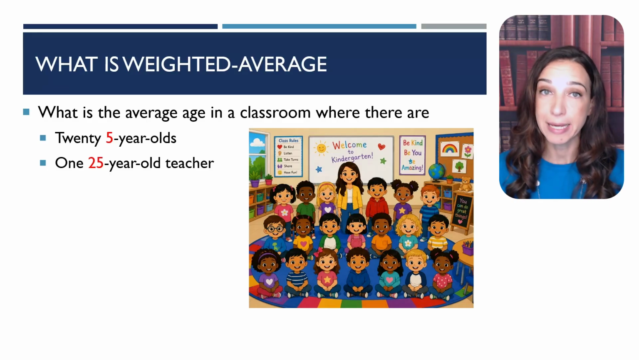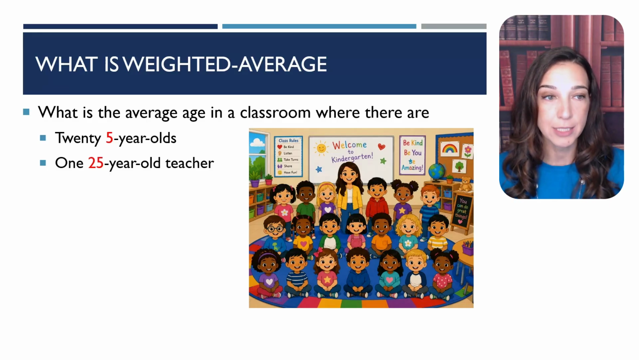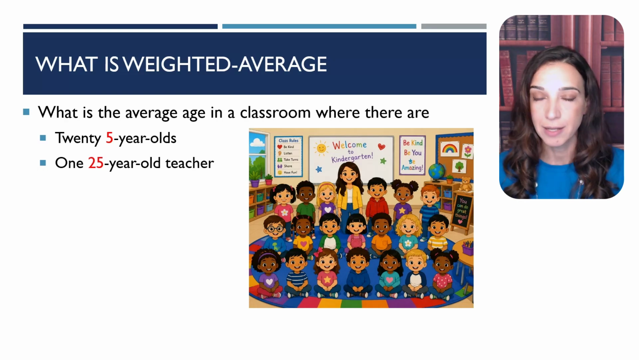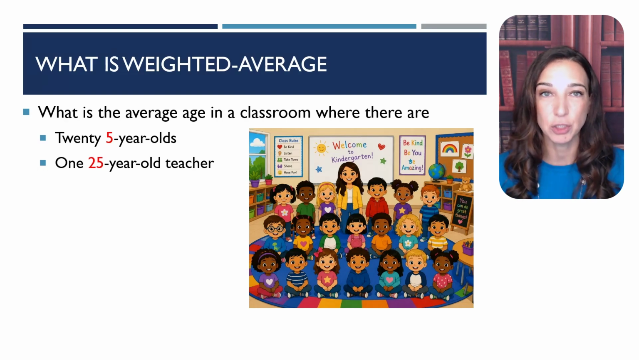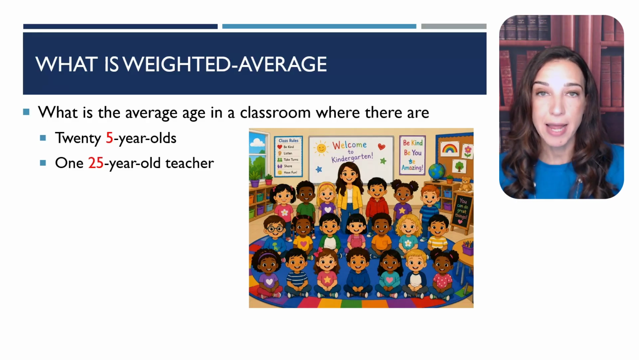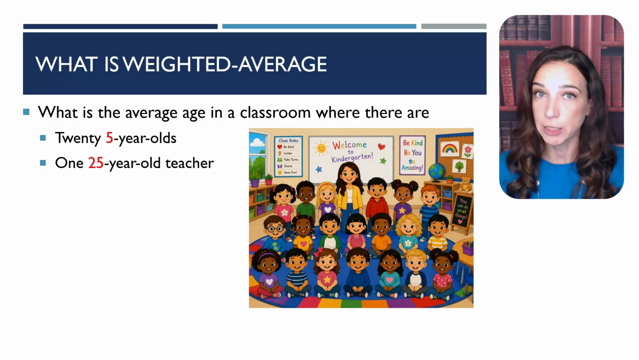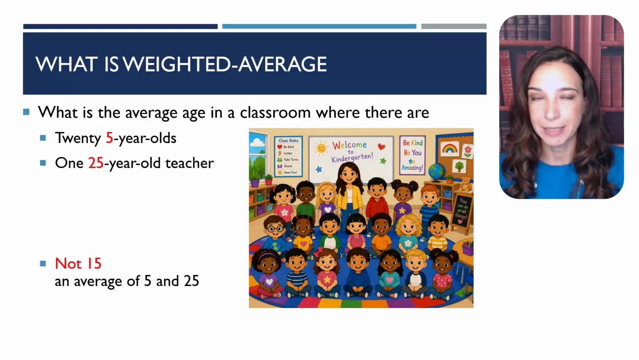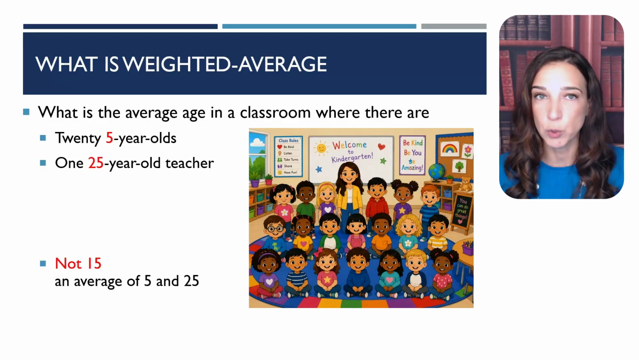Let's think about a kindergarten classroom. In the kindergarten classroom, we have 25 five-year-olds. Let's suppose that they're all precisely 5 years old. And we have a teacher who is 25 years old. If I ask you, what is the average age of all of the individuals in the classroom? You're probably not going to tell me that the average age is 15, which is what you would get if you would just average 5 and 25. You will say we have a lot more 5-year-olds than 25-year-olds, so we need to do the proper mathematical calculation of the average or the mean.